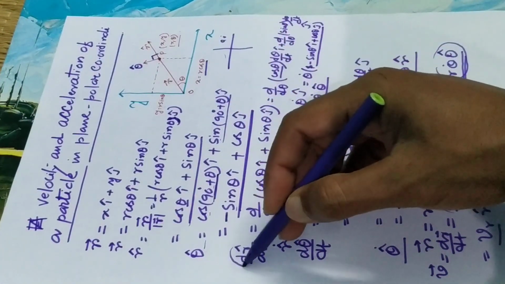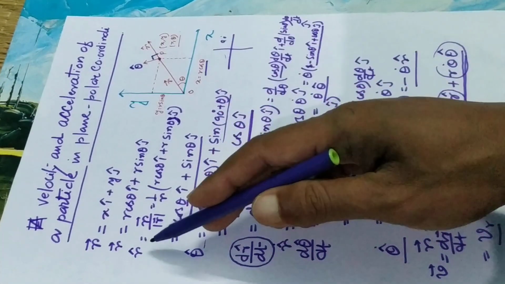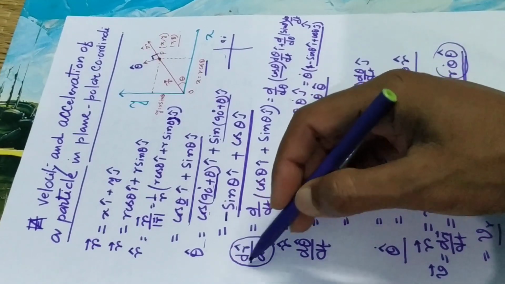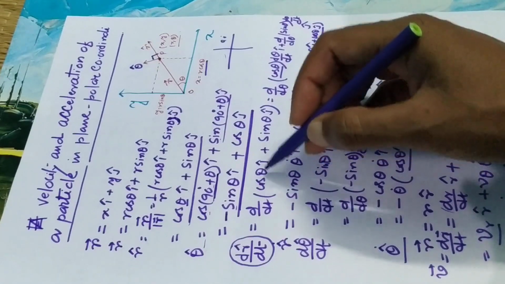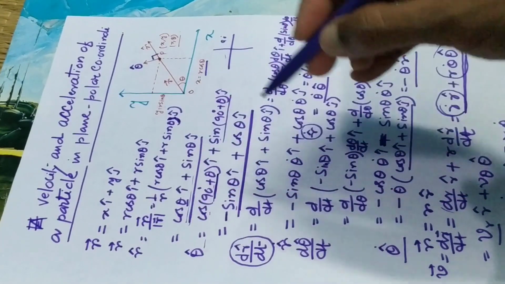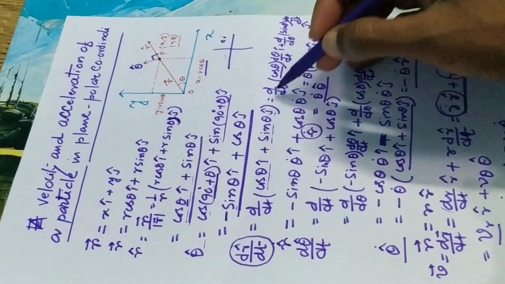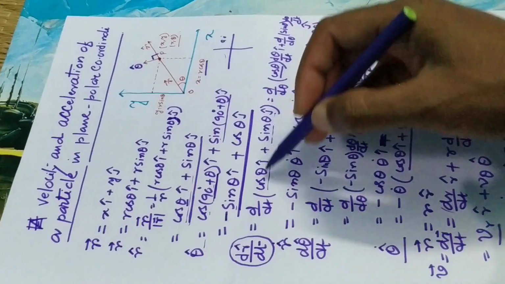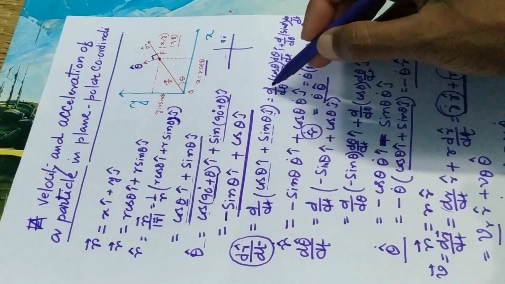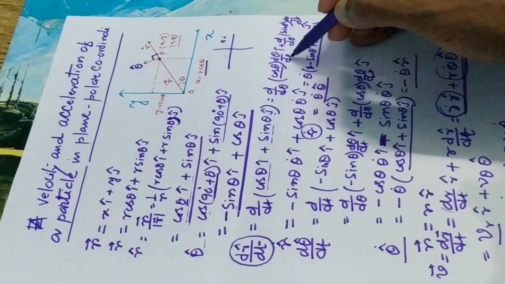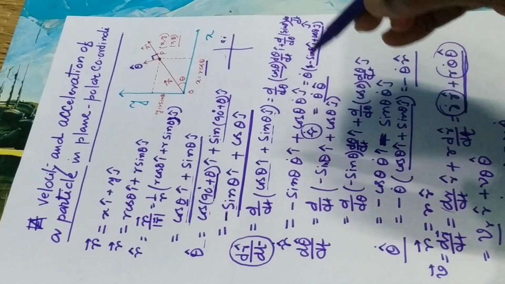So I want to calculate the rate of change of the unit vectors, both r cap and theta cap. So this is d r cap by dt, which is equal to d/dt of the unit vector r cap, which is cos theta i plus sin theta j. Since they are functions of theta, but we are going to differentiate with respect to t, this is d(cos theta)/d theta times d theta/dt i plus d(sin theta)/d theta times d theta/dt j.